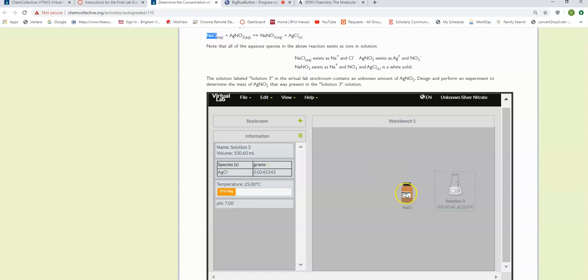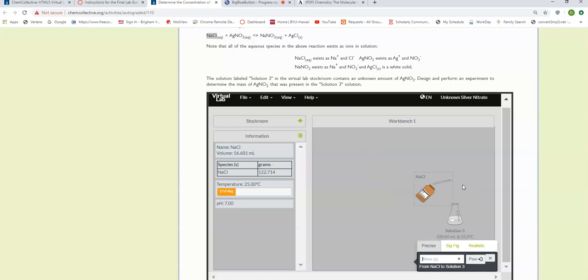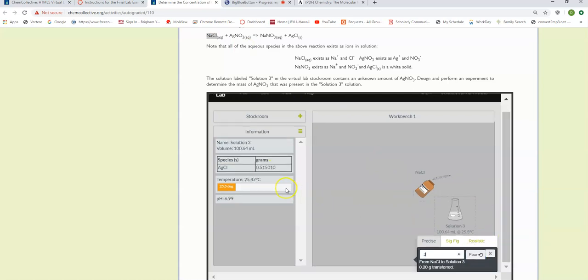So if I keep adding more sodium chloride, let's put another 0.2 grams in this time. And I can see that the silver chloride mass increased. Now, why is more silver chloride being produced in this bottle when I add sodium chloride? Because more chloride is becoming available to react with the silver ion. That's right. So we're getting silver chloride here.